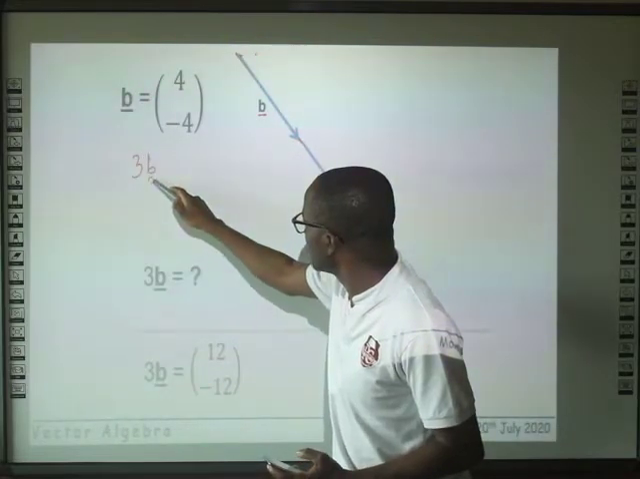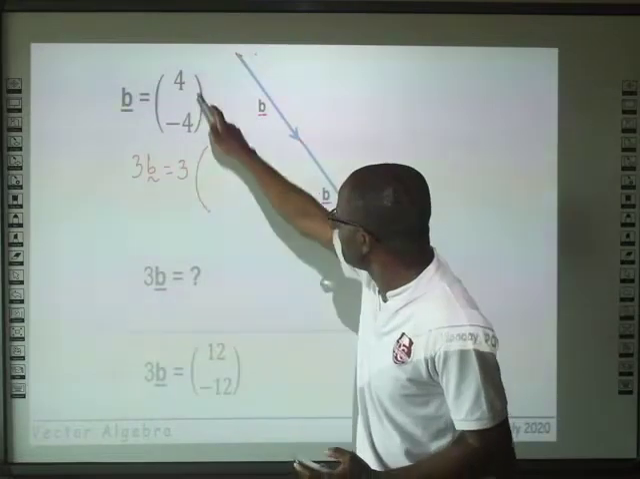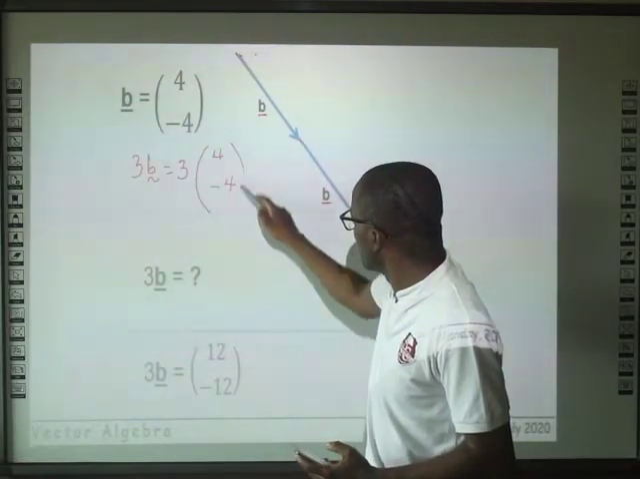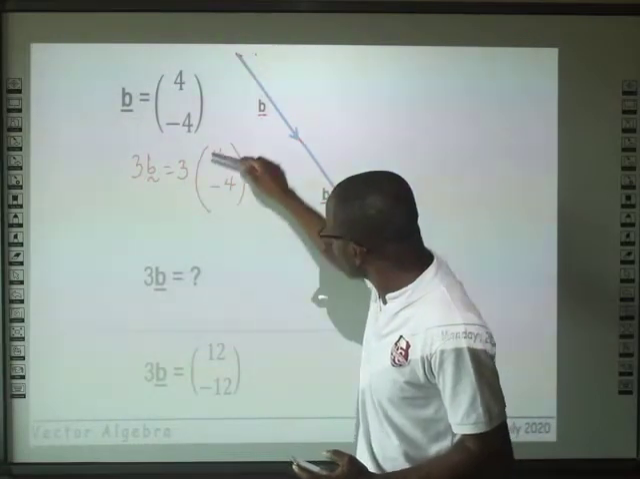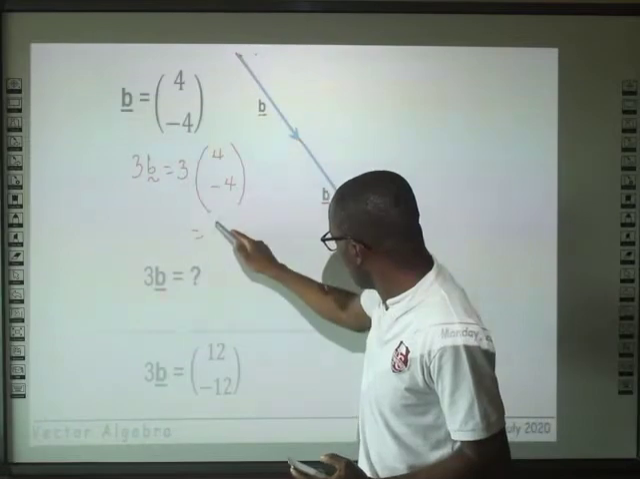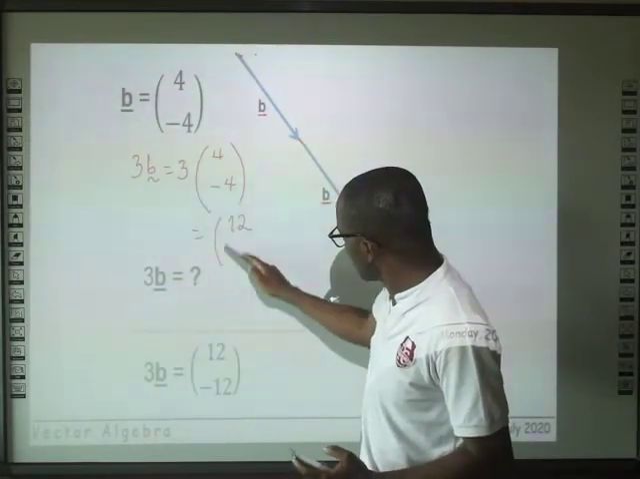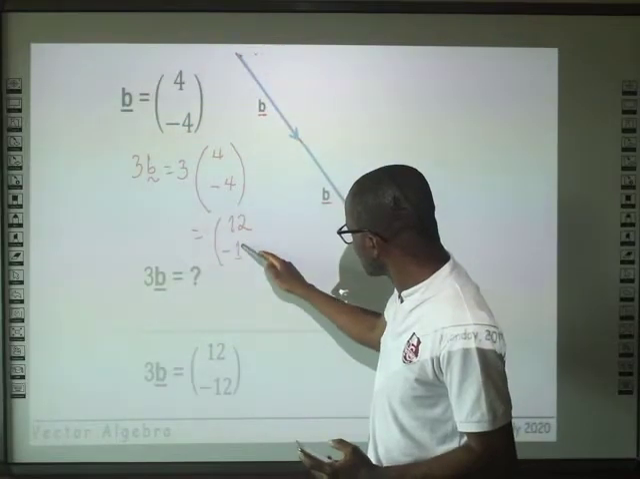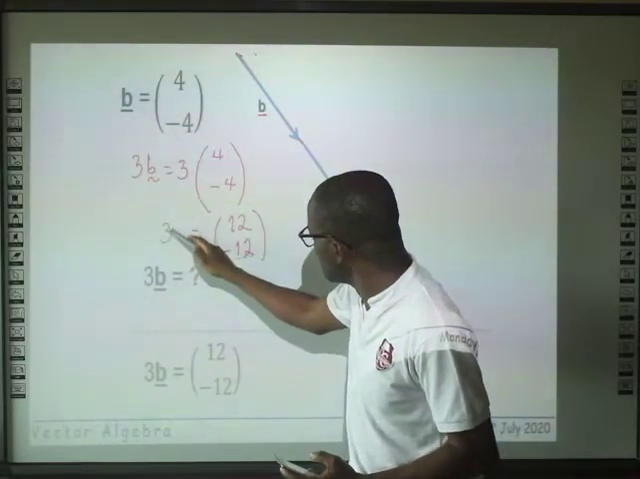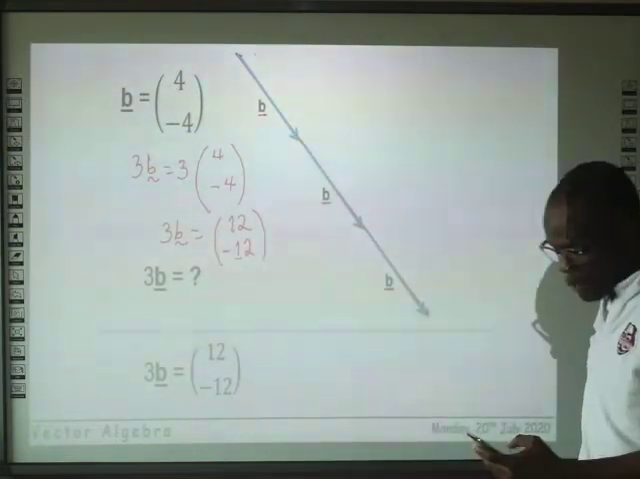3B will now be equal to 3 times, remember B has got 4, minus 4. Of course, you simply multiply each of these by the number on the outside. So this becomes 3 times 4, that gives you 12, and then 3 times minus 4, that gives you minus 12. And this will be the vector 3B, which is the red arrow.